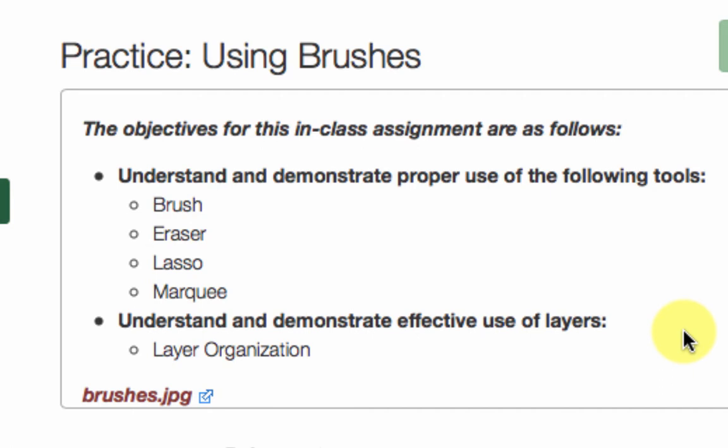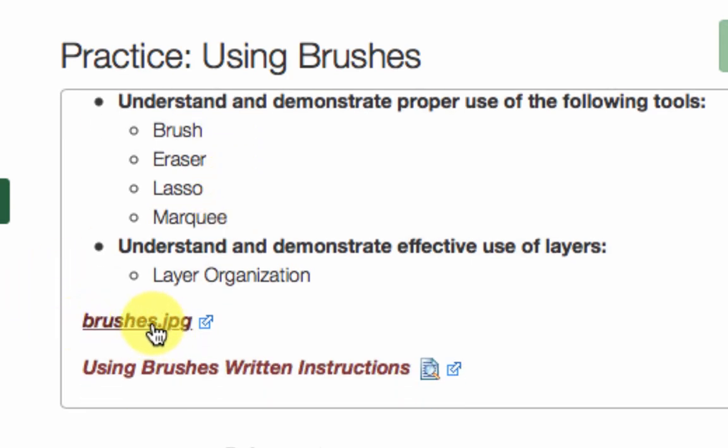What we're going to cover in this tutorial include using brushes, using erasers, and using the lasso tools to select a portion of an image and then remove the background. So what you'll need to do is download this brushes image and then open it up in Photoshop.